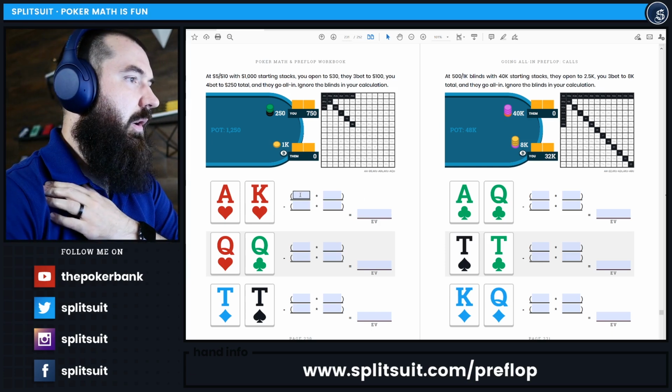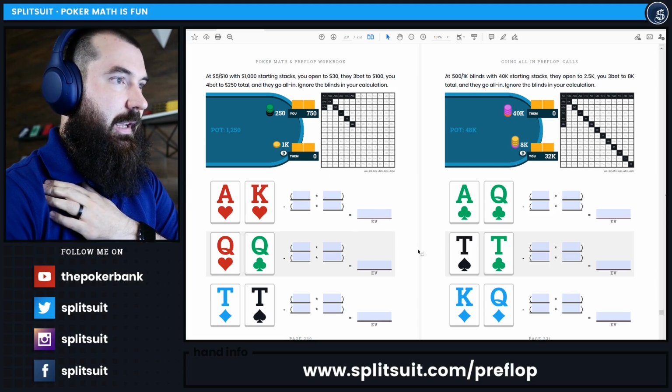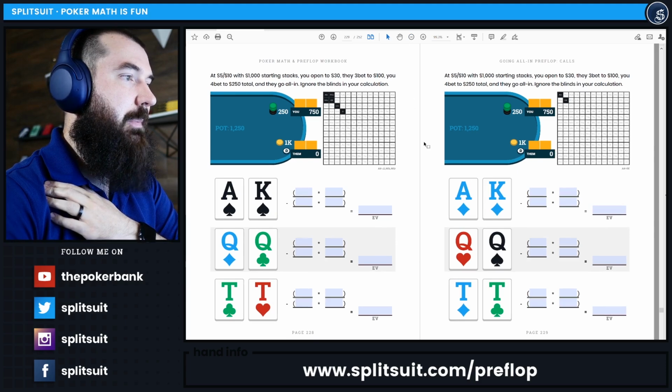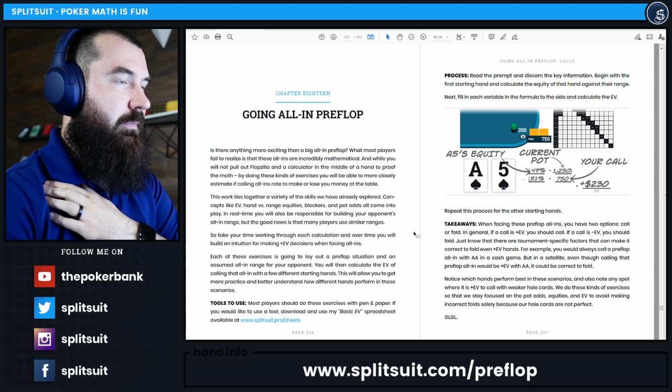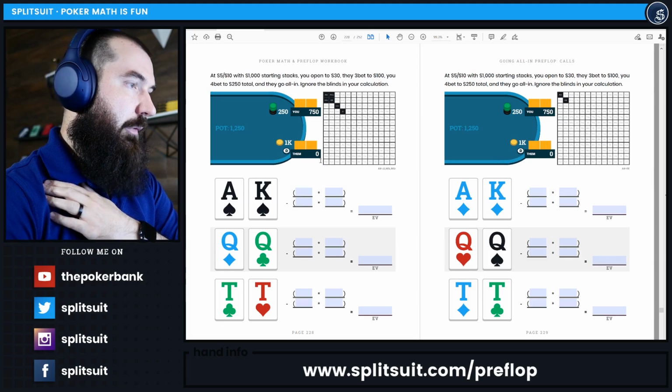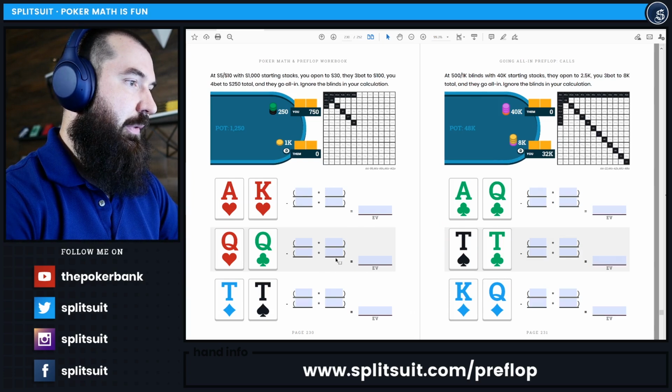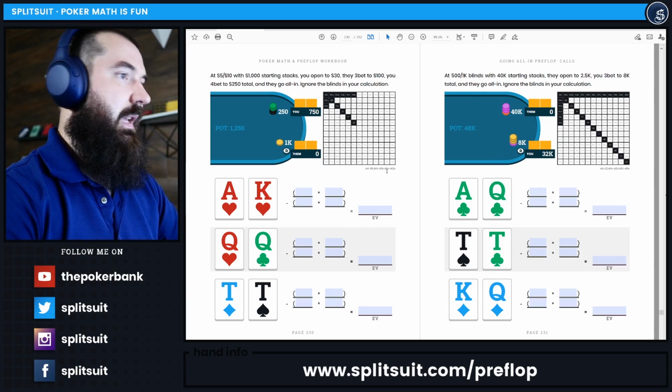So when we're actually doing this workbook, there is some prelim text that fills you in on what you're looking for and what each of these numbers is supposed to be, where you can find them, and then rock and roll from there. So let's go back. We're going to do page 230 first, start with ace-king and go from there.